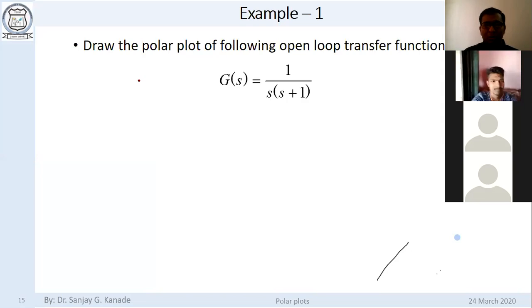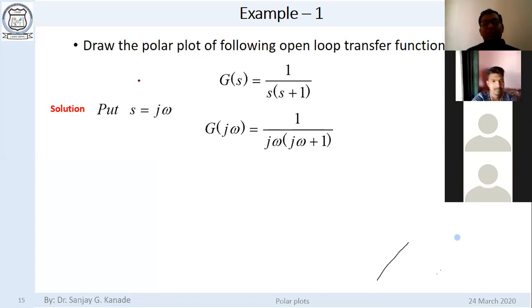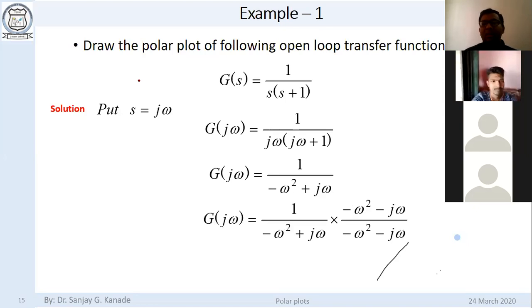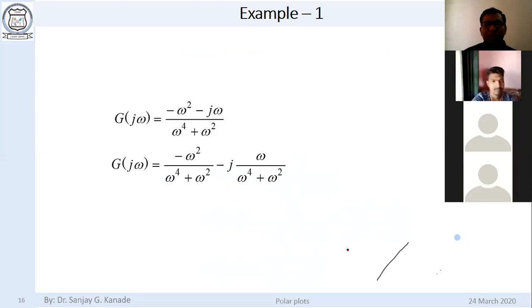So what can we do? Obviously, we substitute s equal to j omega to convert the transfer function into the frequency domain. Then this is just multiplication, and again, like we have done in the previous cases, multiply and divide by the complex conjugate of the denominator, so that we get a real and imaginary part representation of the transfer function. This is the real part and this is the imaginary part, right?